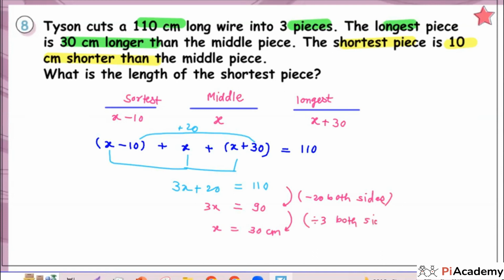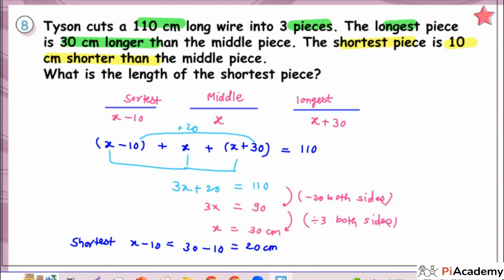After this, I got the value of x, but what I'm looking for is the length of the shortest piece. So I am looking for x minus 10. That means 30 minus 10, so it is 20 centimeters only. Clear, everyone? Now raise your hand if you have any doubt.